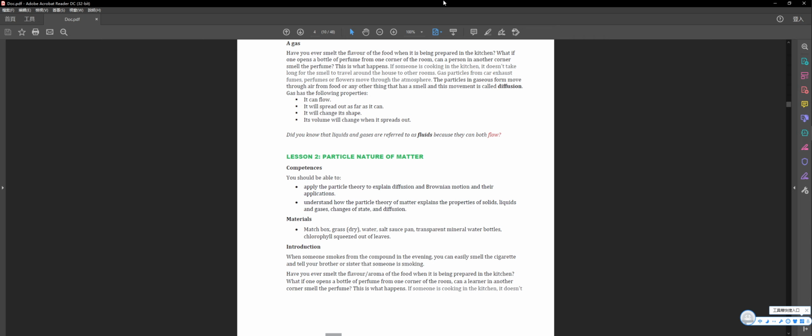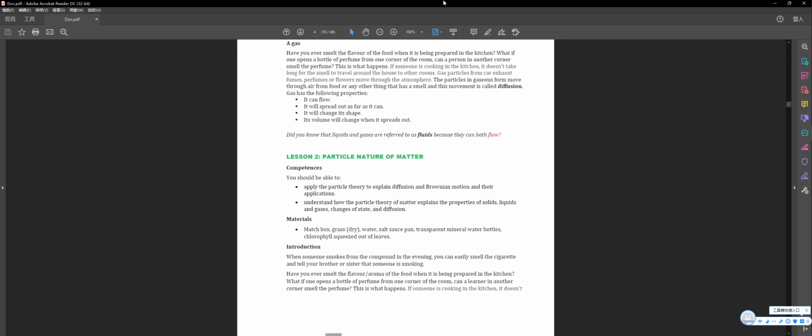Lesson 2: Particle nature of matter. Competency: you should be able to apply the particle theory to explain diffusion and Brownian motion and their application. Understand how the particle theory of matter explains the properties of solids, liquids, and gases, changes of state and diffusion.